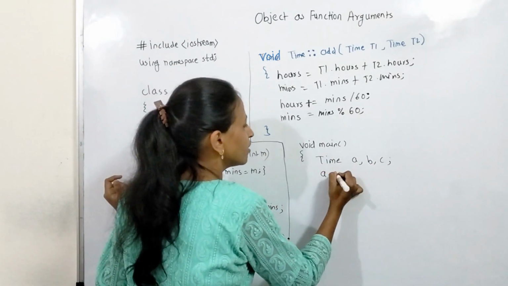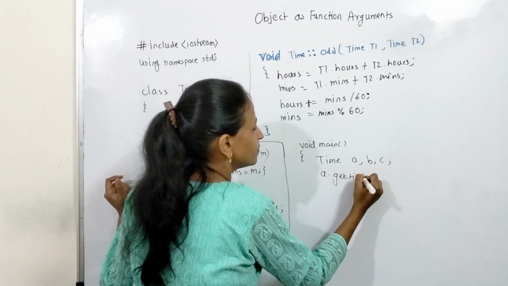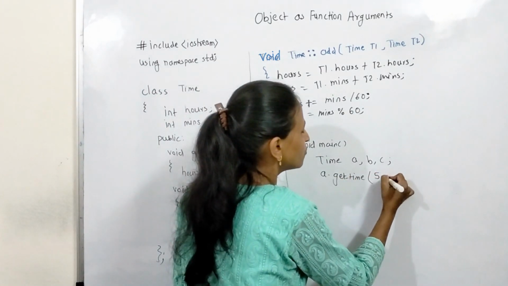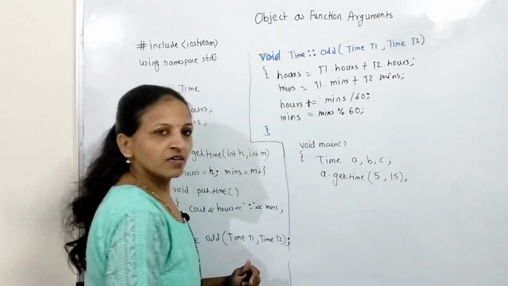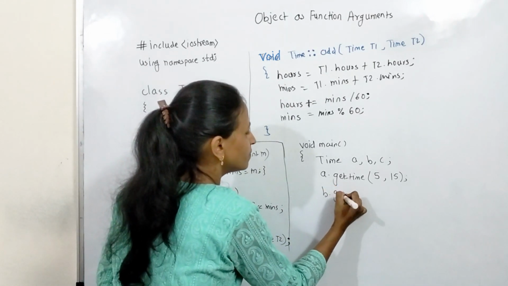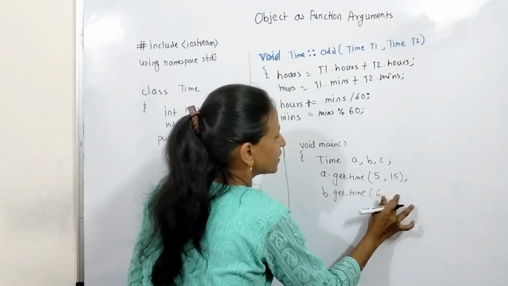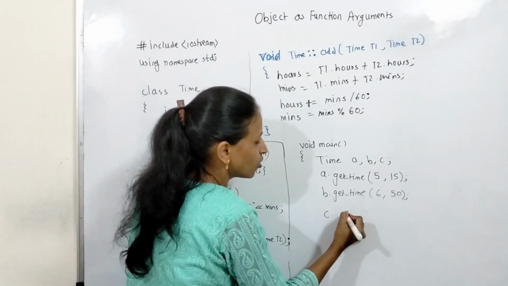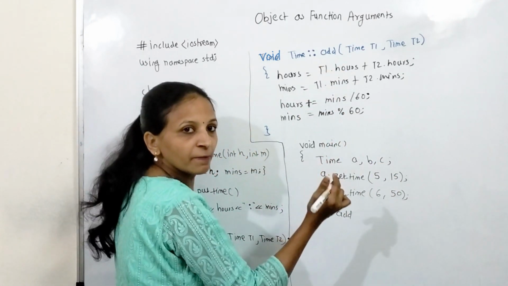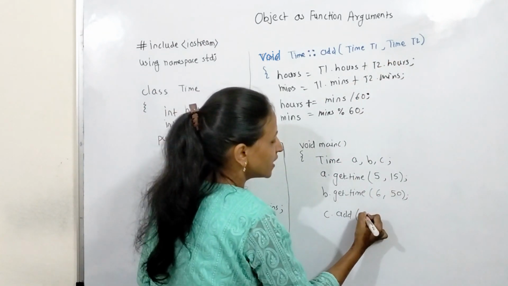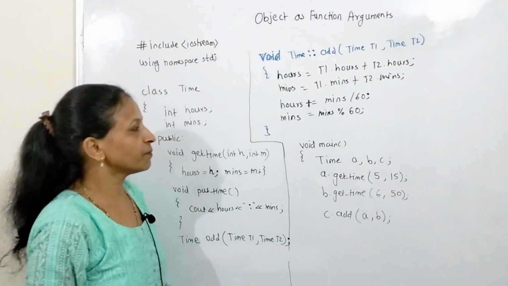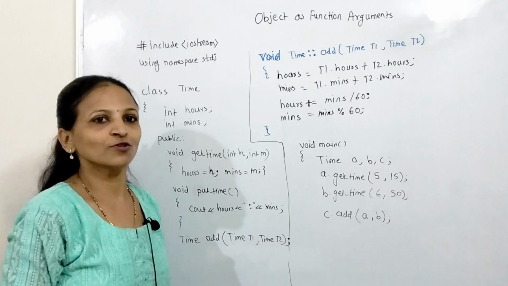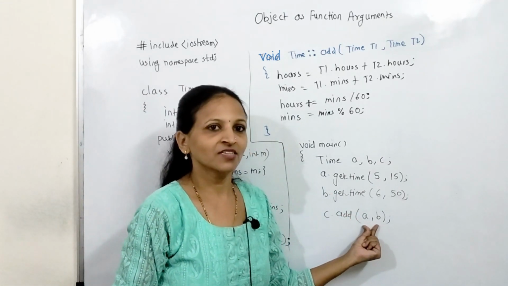How? Simple, a.gettime, and here we will pass hours and minutes. The same hours and minutes we can pass, 5, 15. Now second, b.gettime, here we can pass 6, 50. Now we can do addition inside t3. How to do? t3 means c.add is the name of the member function, and we have to pass 2 objects. a and b are 2 objects. This is nothing but object as a function argument. And now inside the c object we will get, of course, the addition of those 2 objects, whatever passed.